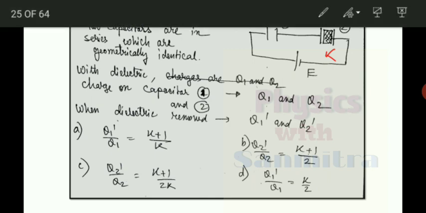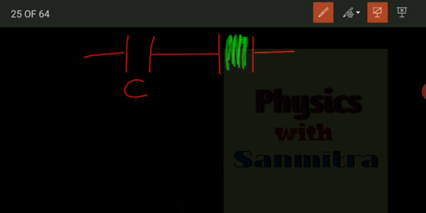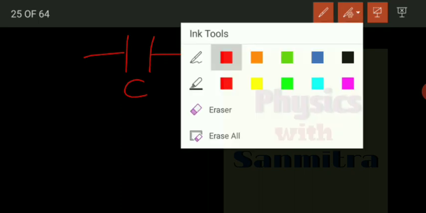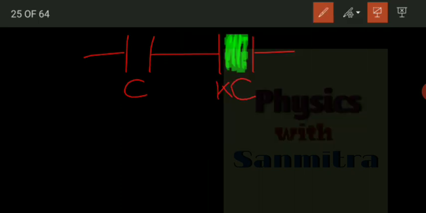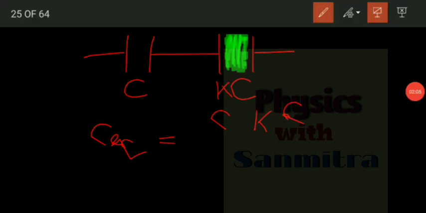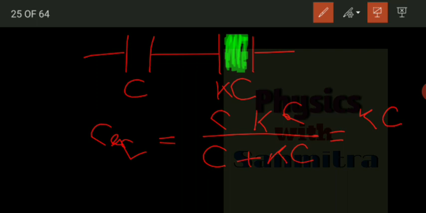First of all, these two are in series. So in the series connection, let me say the capacitance is C for this air capacitor, and this is also C, but there is a dielectric here, and due to the presence of this dielectric it will become K times C. So now the equivalent capacitance is C into KC, a series combination, divided by C plus KC. So it will come out to be K into C by K plus 1.